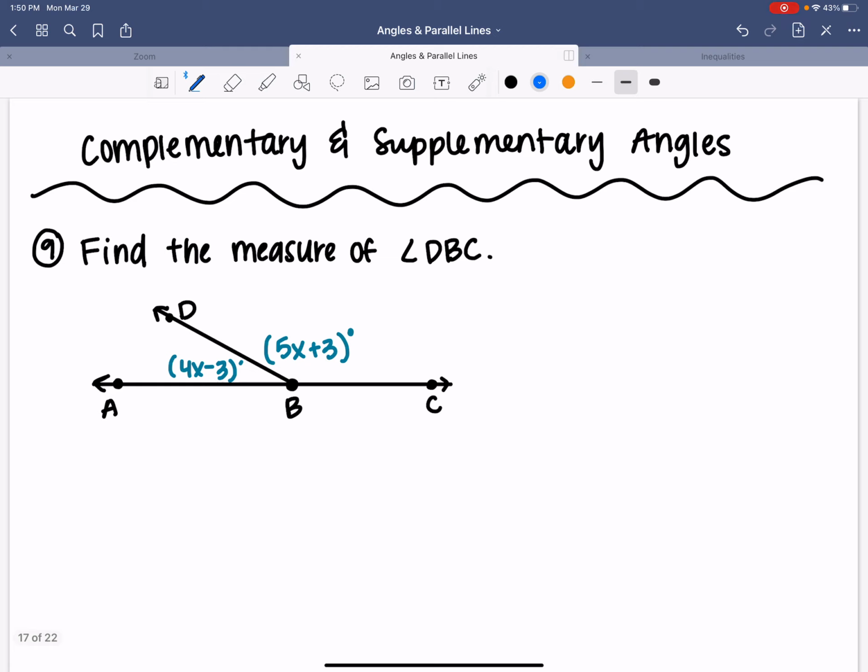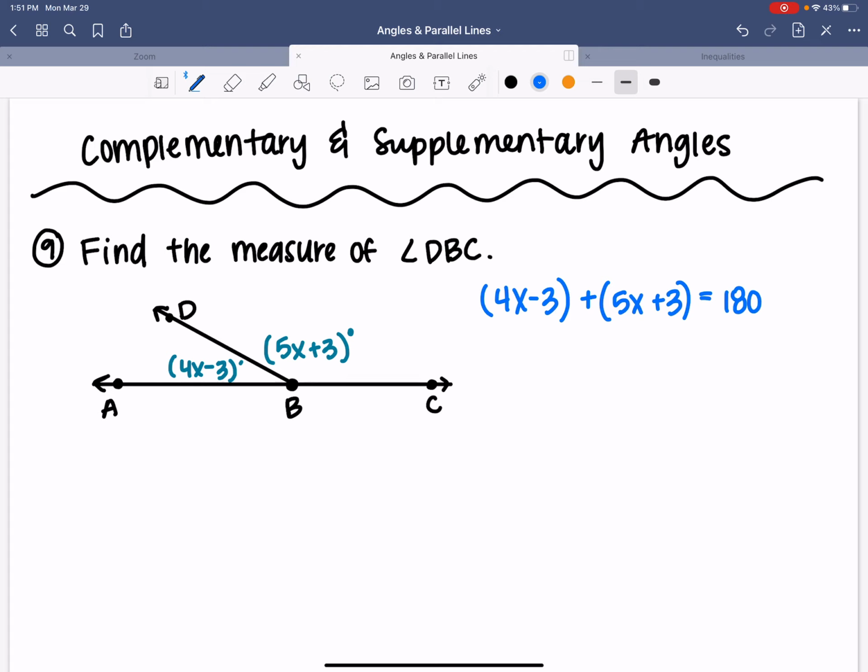And finally, number 9. Find the measure of angle DBC. So remember angle DBC, that means that you're starting to draw that angle by angle D, B, and then, whoops, wrong direction, D, B, C. So we want to know this angle, 5x plus 3. Well, these two form a linear pair. So this angle plus this angle form that straight line. So we can say that 4x minus 3 plus 5x plus 3 equals 180.